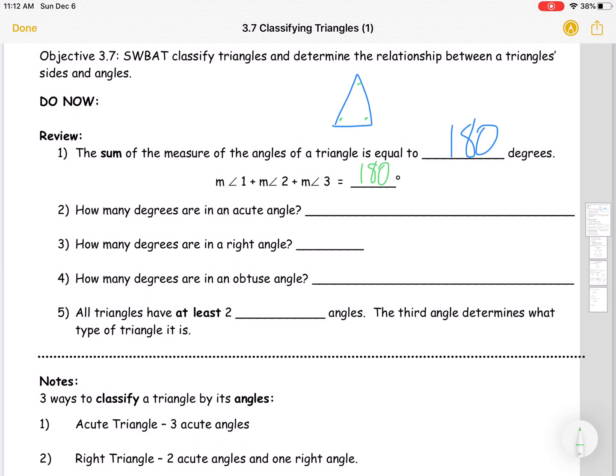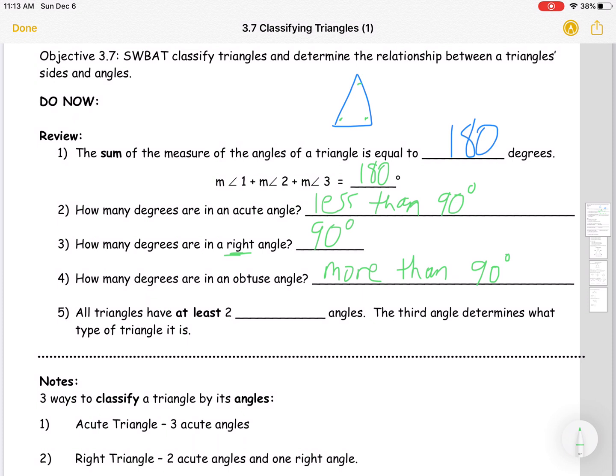How many degrees are in an acute angle? Well, acute angles, recall, are less than 90 degrees. We learned about that all the way back in 3.1. Now, what about in a right angle? Right angles, recall, have measures of exactly 90 degrees. And an obtuse angle has measure that's greater than 90 degrees.